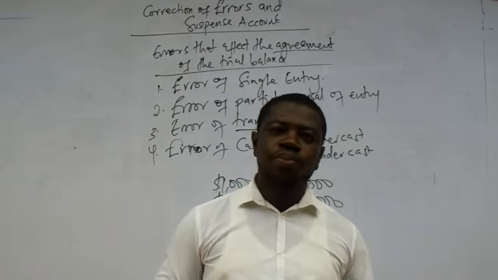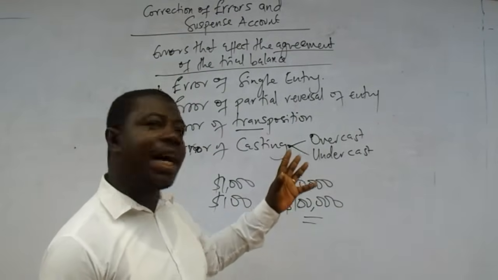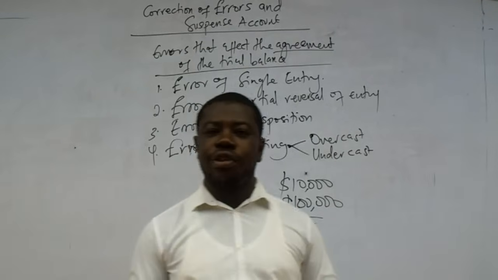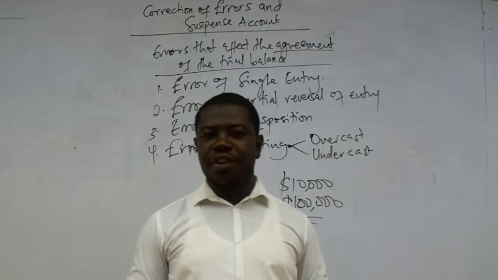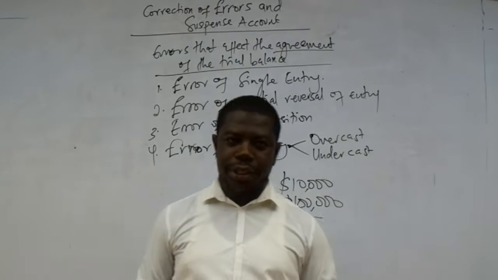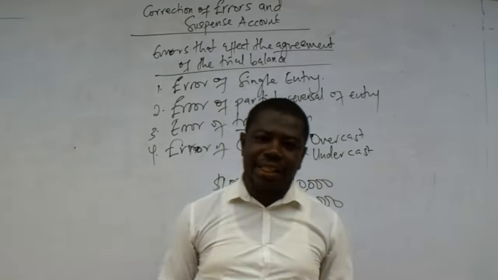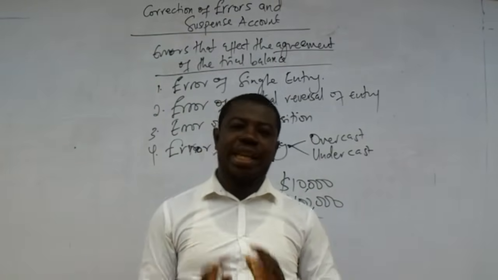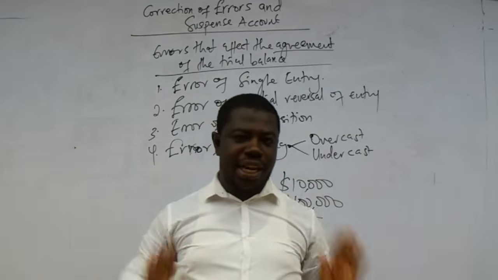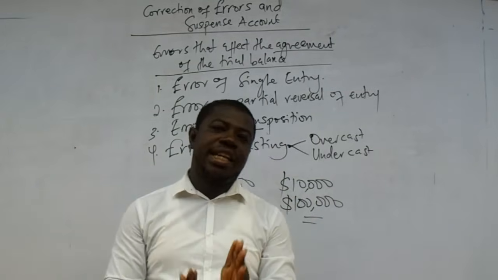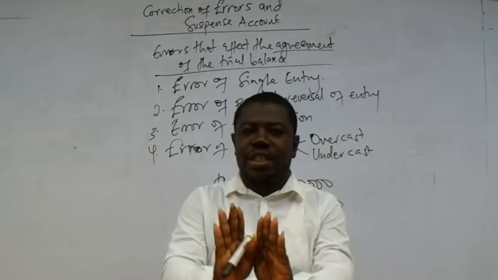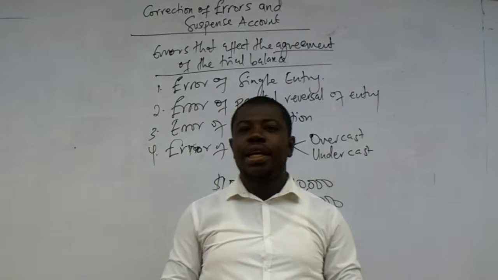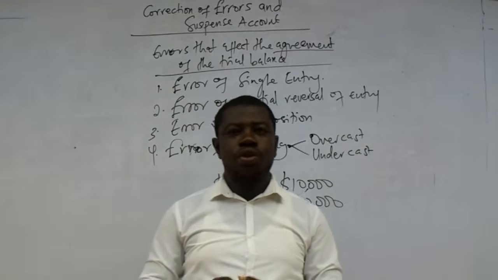And like I told you, the treatment for overcast and undercast is just like that of the transposition. You always look at the difference and treat the effect of the difference. So if the difference is such that it is resulting in an undercast, then whatever difference you are getting, add it to the side of the undercast. If it is the debit side that is being undercast, you go and record the difference there. If it is the credit side that is being undercast, you do it there.